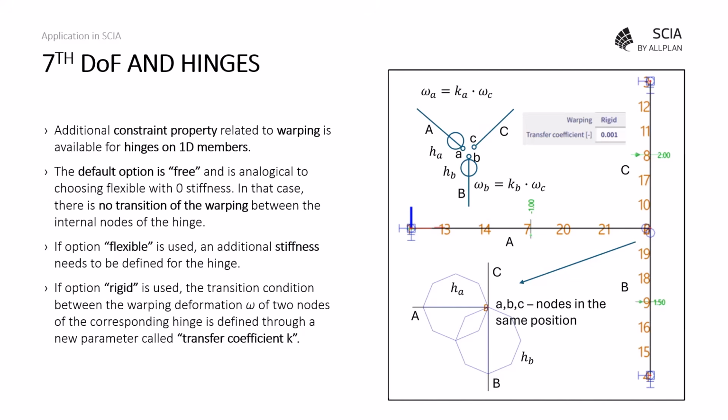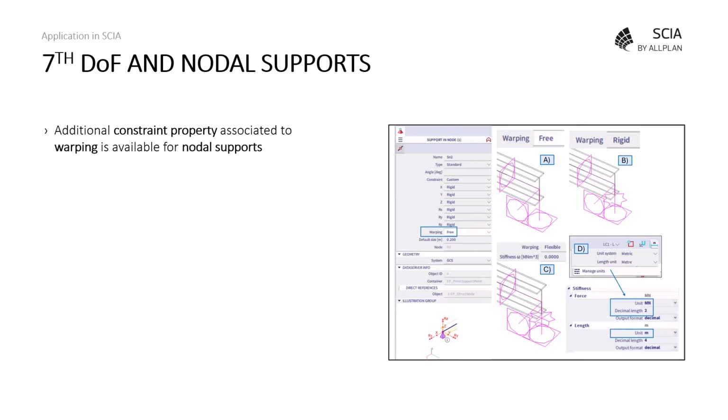And the last option is the option rigid. And in that case, there is a new condition, which is the transition condition of the warping deformation omega of two nodes of the corresponding hinge. And it is defined through a new parameter called transfer coefficient. By default, the value is equal to 1, but we can change it as we wish. And we'll see some examples later on that will let us understand a bit more what this transfer coefficient really means and how to use it.